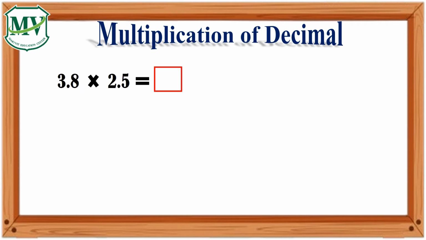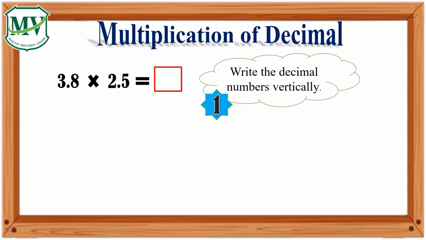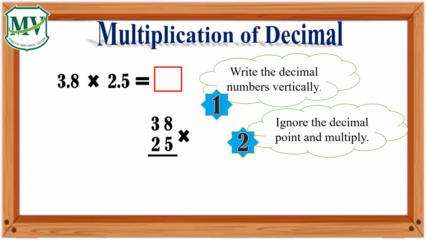Let's move on to multiplication of decimals. Multiplying decimals is quite similar in how we usually multiply whole numbers. First, write the decimal numbers vertically. Second, ignore the decimal point and multiply. 5 times 8 equals 40, carry 4 to the 10th place. 5 times 3 equals 15 plus 4 equals 19. Next, 2 times 8 equals 16. Carry 1 to the 10th place. 2 times 3 equals 6 plus 1 equals 7.